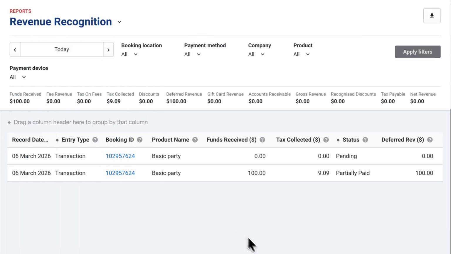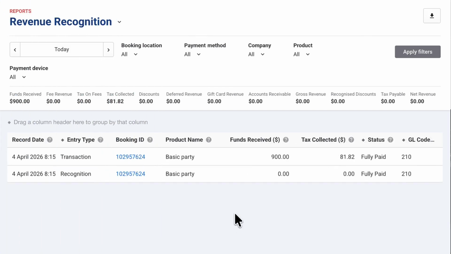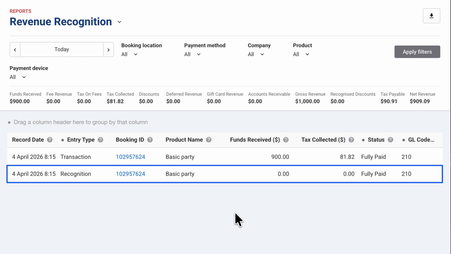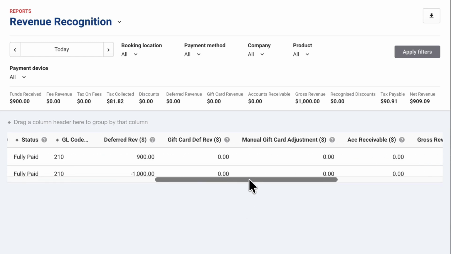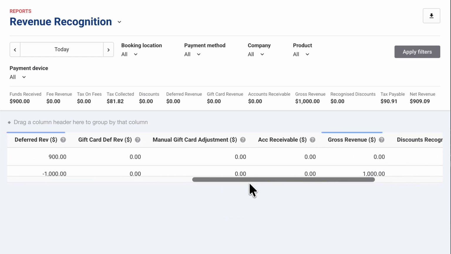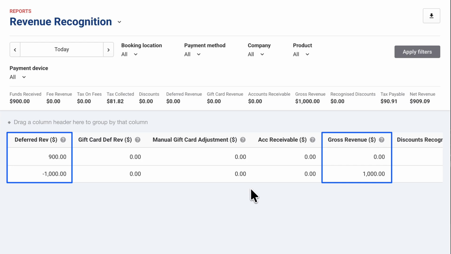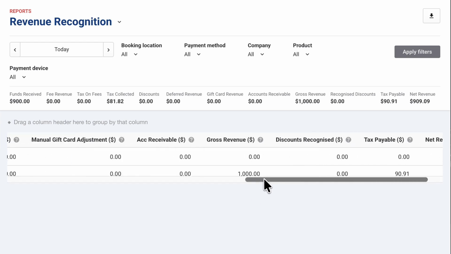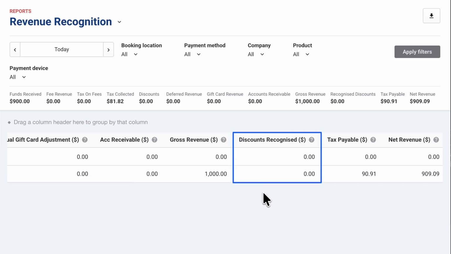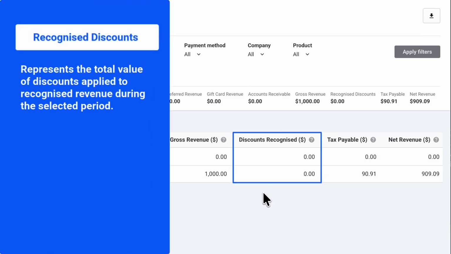Now fast forward to the party date. When the check's in and the tickets are redeemed, Roller records a recognition entry. At that point, deferred revenue moves into gross revenue. Gross revenue is the total recognized revenue inclusive of tax. If discounts were applied, they appear as recognized discounts. Recognized discounts represents the total value of discounts applied to recognized revenue during the selected period.